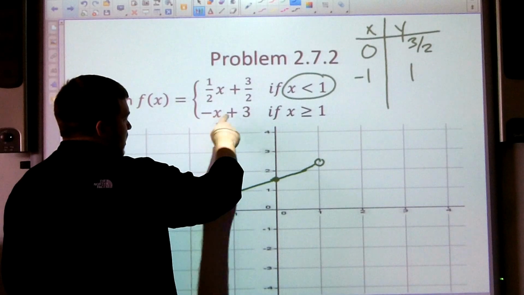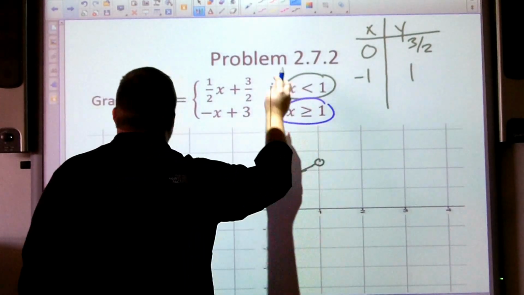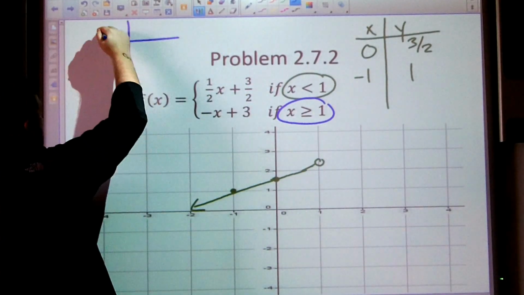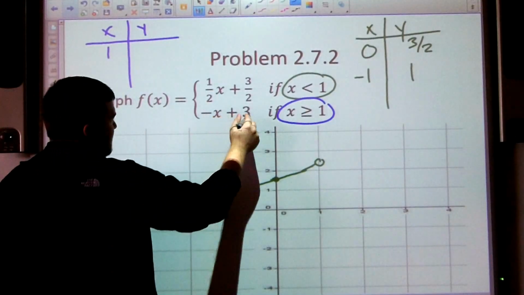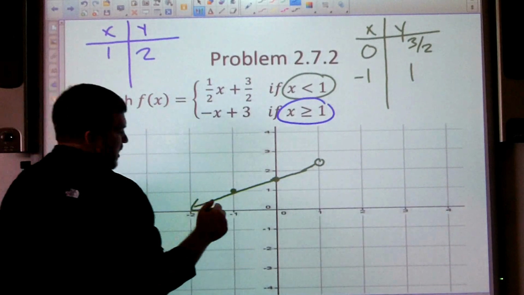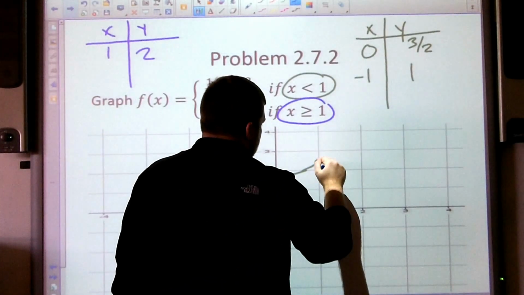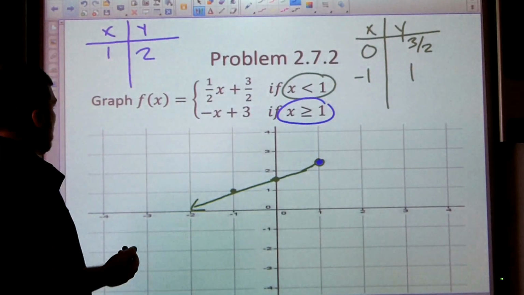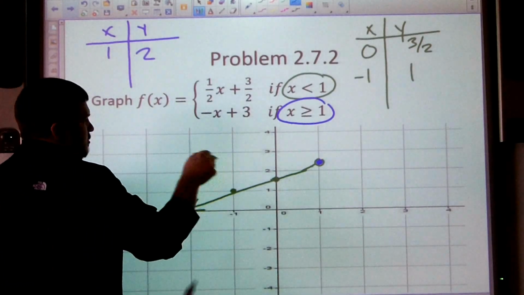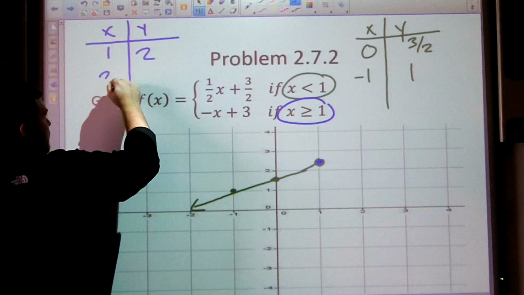at x equals 1, I have -1 plus 3, and I'm going to do this in blue. So over here, I'm going to make my table. So 1. So this is going to be +2. So let's plot that point. So 1, 2. So now I have a closed circle. It fills in this circle there. And then at 2, it's going to be +1.